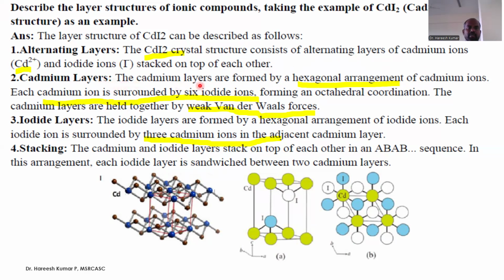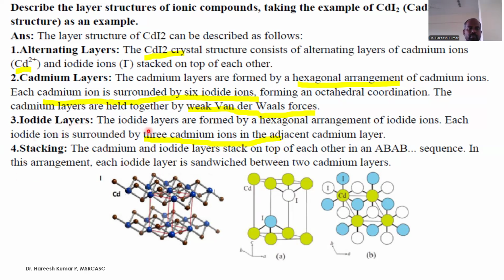Cadmium layers: the cadmium layers are formed by a hexagonal arrangement of cadmium ions. Each cadmium ion is surrounded by 6 iodide ions, forming an octahedral coordination. The cadmium layers are held together by weak van der Waals forces of attraction.